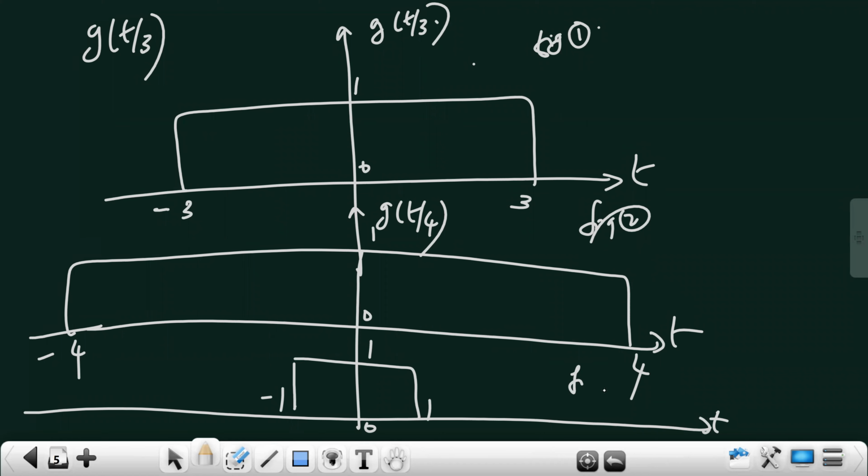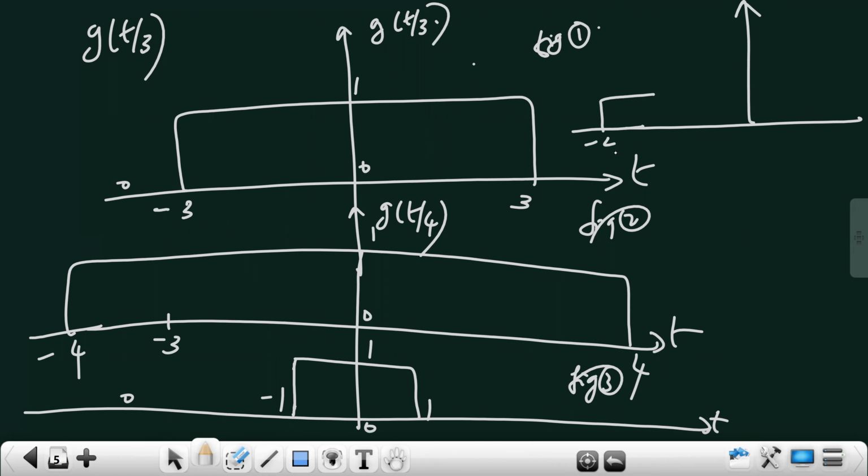Now you add these three figures. So what will happen? From which extreme value you will add? You will start adding from -4. So when you add from -4 to -3, the only thing that you have is 1 over here. Here we have 0, here also you have 0. So 0 plus 0 plus 1 is 1. So when you add the three graphs from -4 to -3, you are having 1.